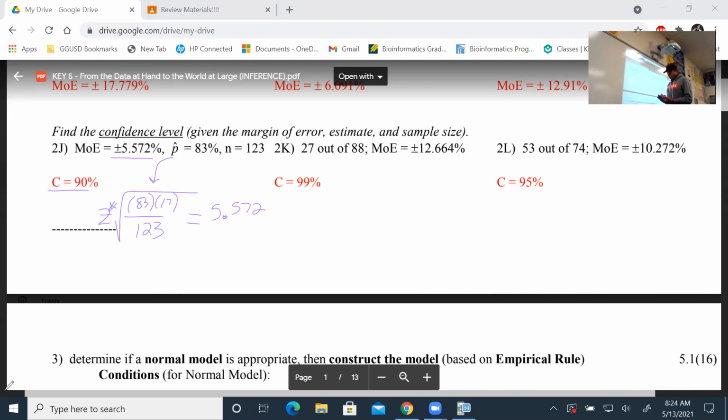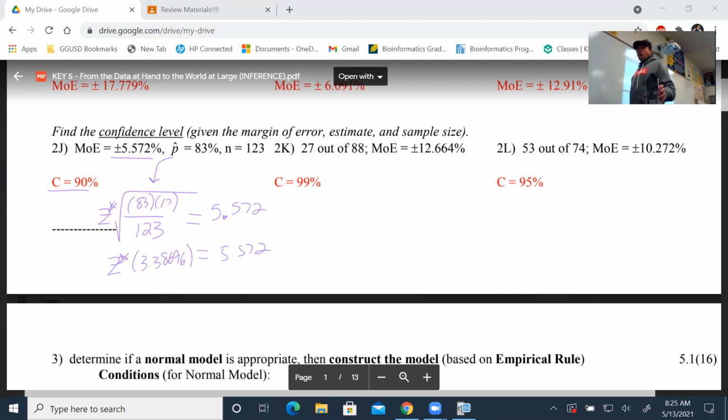So I'm going to go 83 times 17 divided by 123. And I'm going to square root that second answer. And I get something like this, Z star times 3.38696. It keeps going, equals 5.572. Now I'm going to leave that in my calculator.